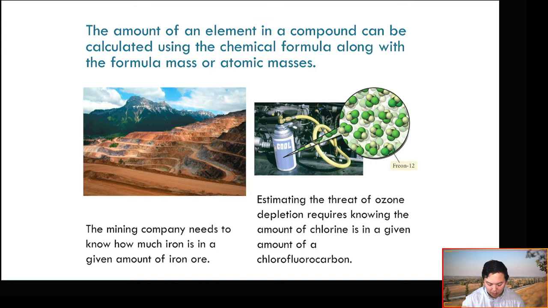So the amount of an element in a compound can be calculated using the chemical formula along with the formula mass, or the atomic masses. So if a mining company needs to know how much iron is in a given amount of iron ore, they need to take that iron ore and do a compositional analysis and see how much of that iron ore is actually iron atoms and how much is other atoms, really.